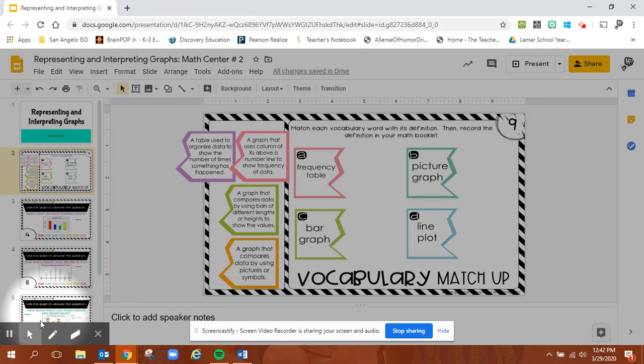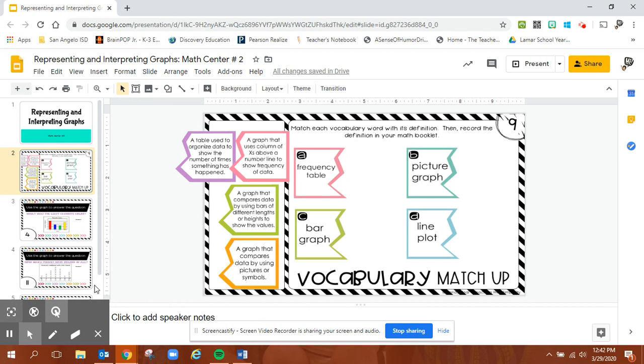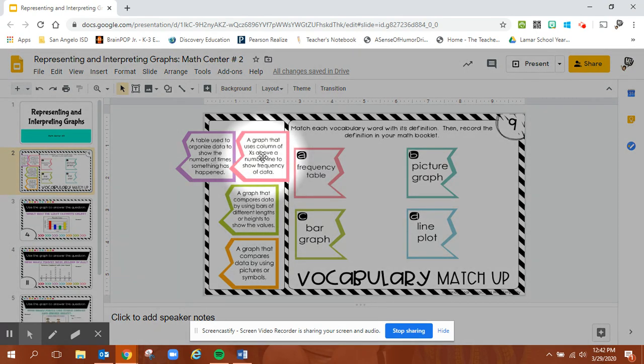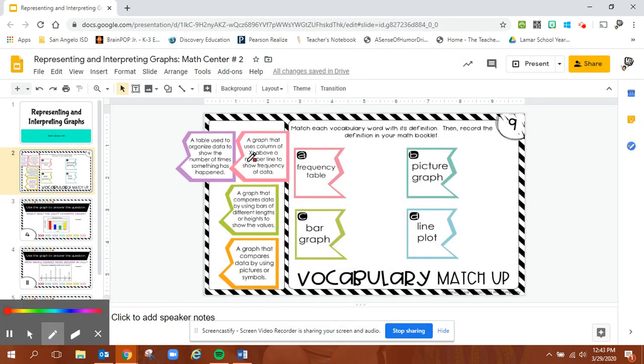So what I'm going to do is I'm going to read you the definitions, and then we are going to sort one of them so that you know exactly what to do. Looking at this pink one, okay, the pink one says the graph that uses columns of x's above a number line to show frequency of data. Okay, the keywords there that you're going to want to look at: number line and frequency. Okay, those give you a big hint about what your vocabulary word is for that definition.